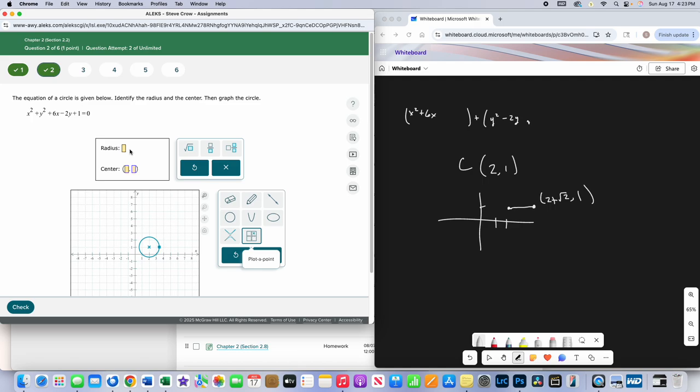Okay. Yeah, I miscalculated. I was trying to do it in my head and I couldn't, and I messed up in the arithmetic, I guess. But anyway, that's how you would plot the point, like 2 plus square root of 2, 1.